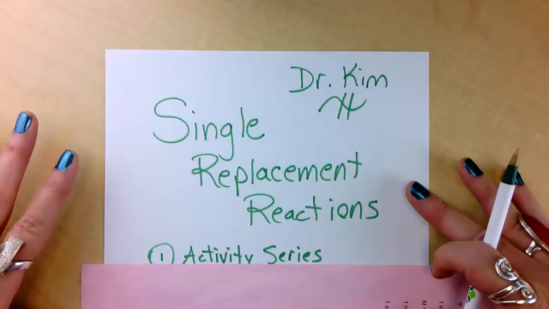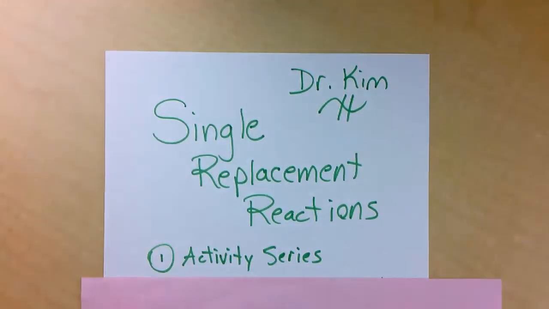When you have a single replacement reaction, you usually identify it because there's a single metal by itself on the reactant or left side. So when you have a single metal by itself, the first thing we do is go to the activity series on our periodic table.